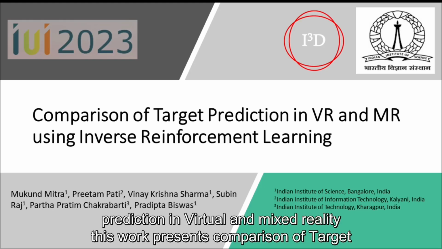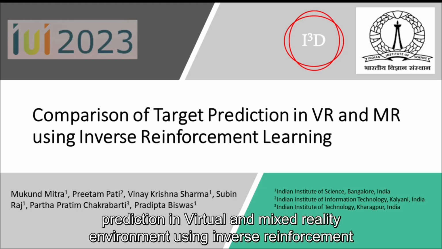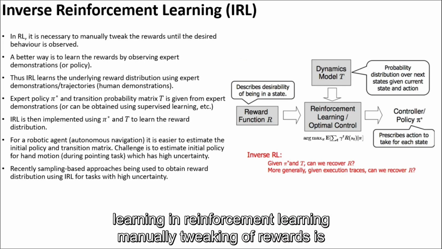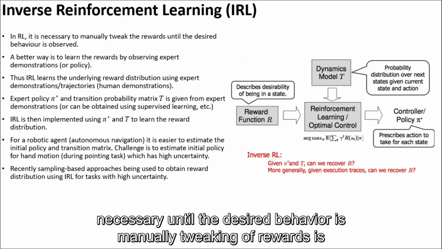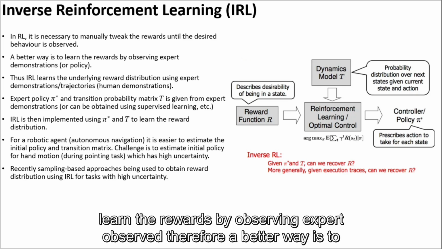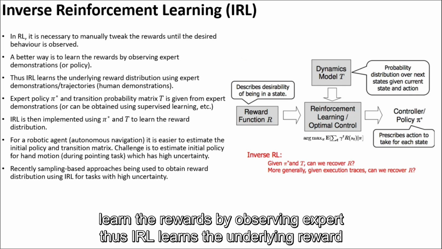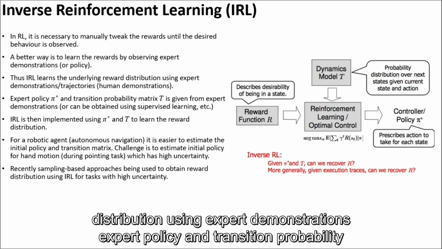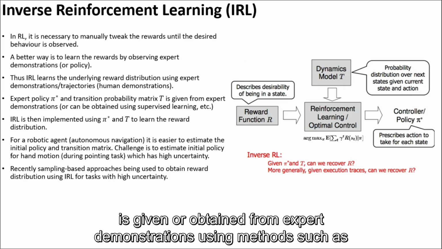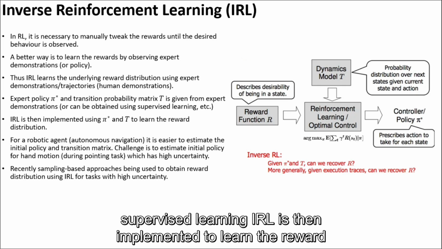This work presents comparison of target prediction in virtual and mixed reality environment using inverse reinforcement learning. In reinforcement learning, manually tweaking of rewards is necessary until the desired behavior is observed. Therefore, a better way is to learn the rewards by observing expert. Thus, IRL learns the underlying reward distribution using expert demonstrations. Expert policy and transition probability is given or obtained from expert demonstrations using methods such as supervised learning. IRL is then implemented to learn the reward distribution.